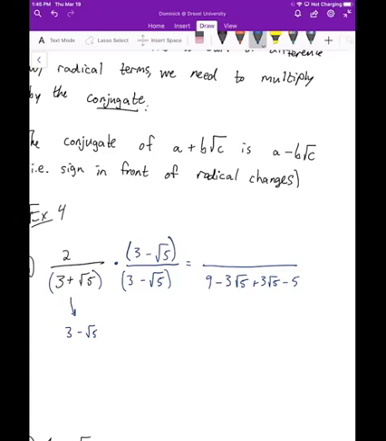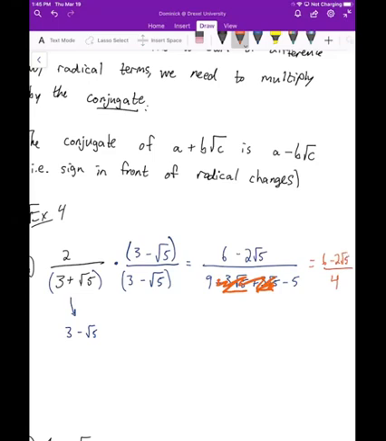And of course, in the top, you're doing something similar, except we're just distributing. So we get a 6 minus 2 square root of 5. All right, but again, if you notice in the bottom, we have minus 3 square root of 5 plus 3 square root of 5, so those are going to cancel each other out. And then in the bottom, what we have left is 9 minus 5, so we'll end up with a 4 down there. And then we have 6 minus 2 square root of 5 up top.